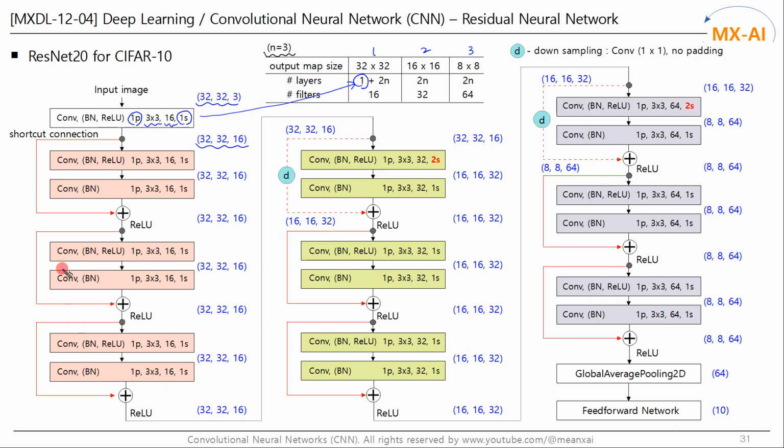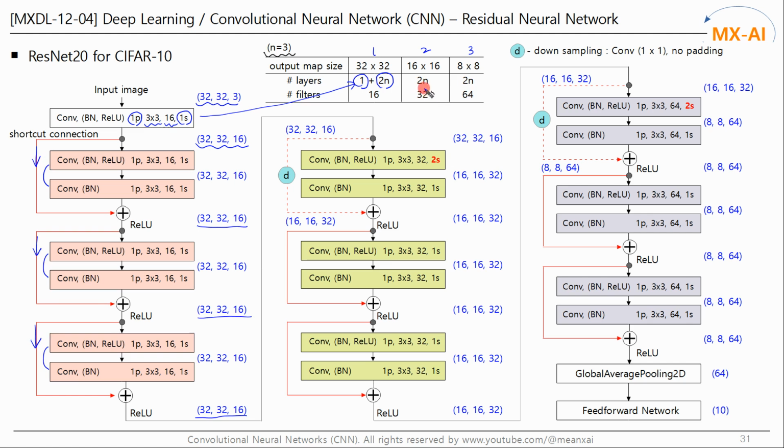This is followed by 2n, or 6 convolutional layers. Each building block consists of 2 convolutional layers. The outputs of these layers are all 32 by 32 by 16 tensors. And this set of layers has 3 shortcut connections.